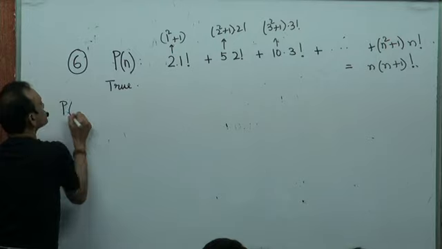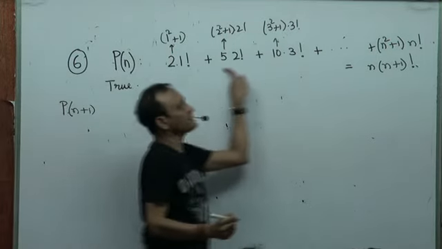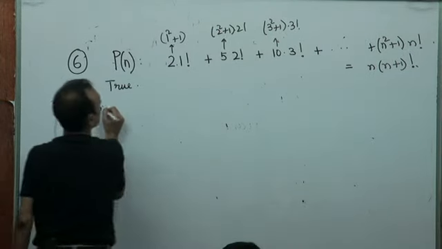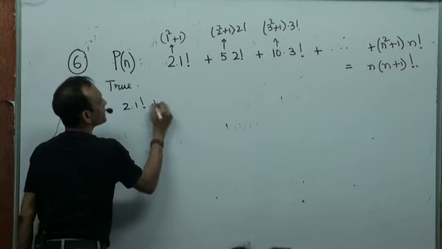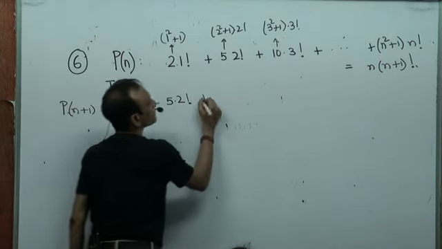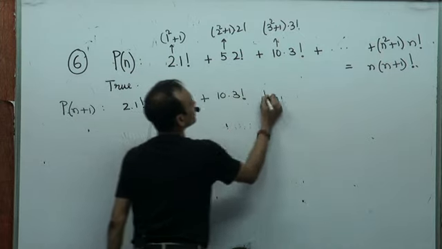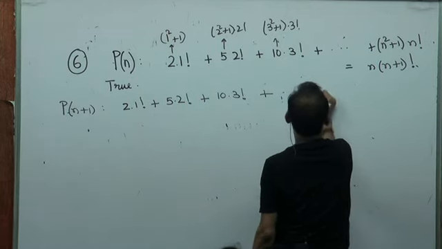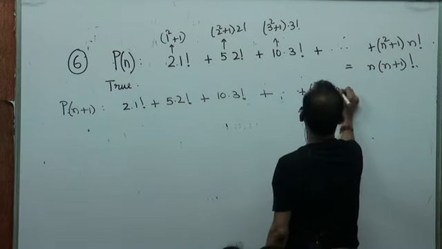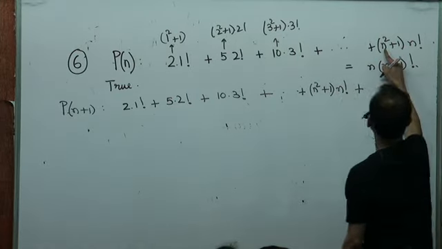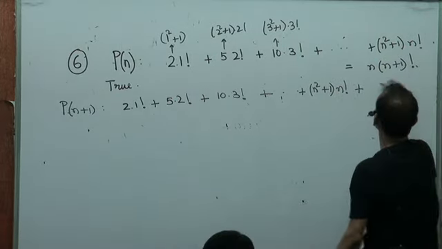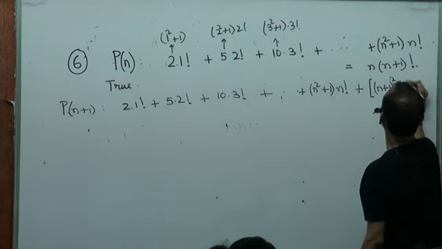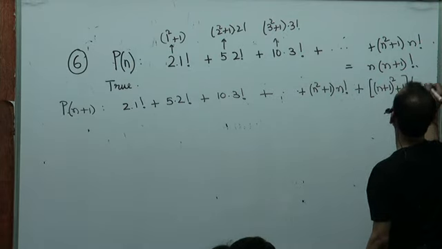The statement Pn plus 1 therefore is obtained on replacing n by n plus 1. One term will get added to this. Pn plus 1 is like 2 into 1 factorial plus 5 into 2 factorial plus 10 into 3 factorial plus, up to this you will get Pn, that is plus n square plus 1 into n factorial, plus one term gets added, that is replacing n by n plus 1. Yes or no? Right, so that's going to be n plus 1 whole squared plus 1 into n plus 1 factorial.